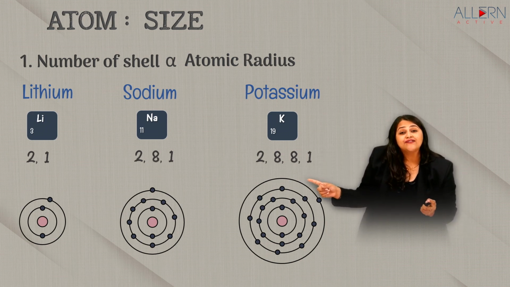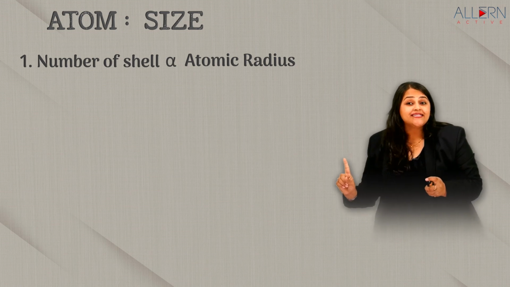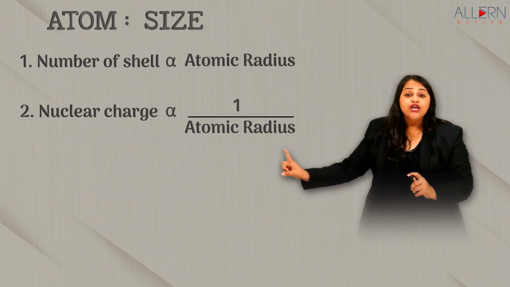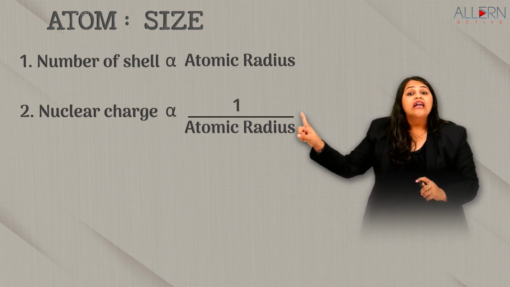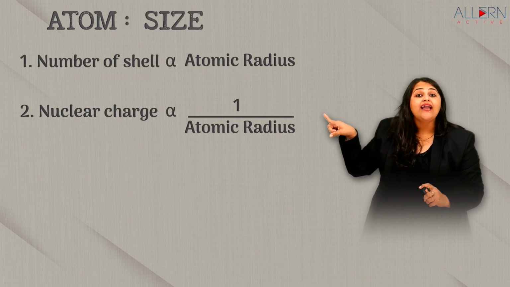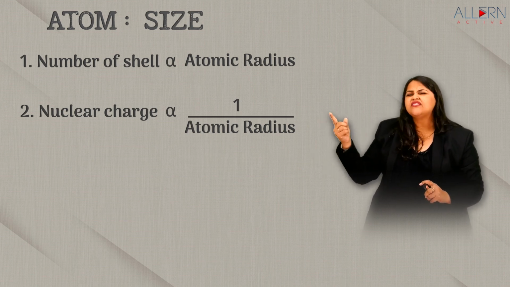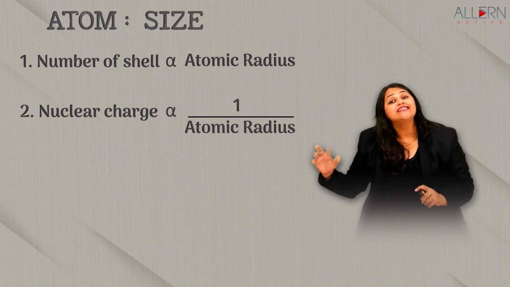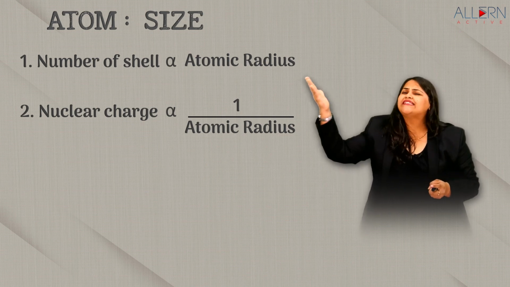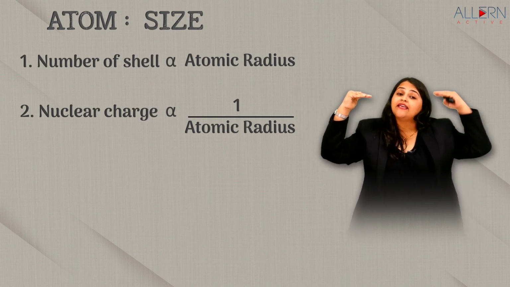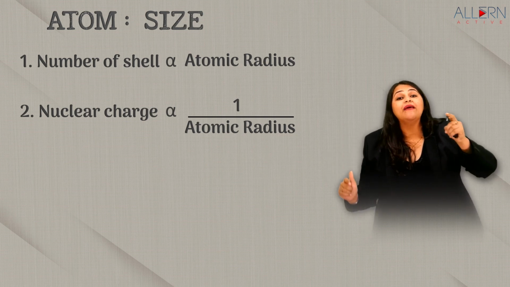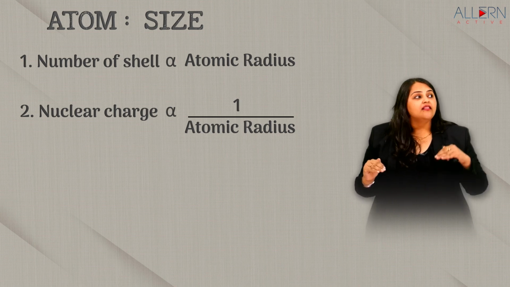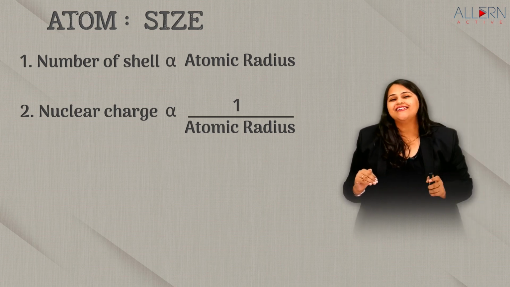Well, there is another factor on which the atomic radius will depend, and that is the nuclear charge. But just observe carefully. You have nuclear charge directly proportional to 1 upon atomic radius. Well, it's 1 upon atomic radius. So you won't call this direct proportion. This is inverse proportion. What was direct? When one quantity increases, the other increases. What do you think will be inverse proportion? When one quantity reduces, the other quantity increases.